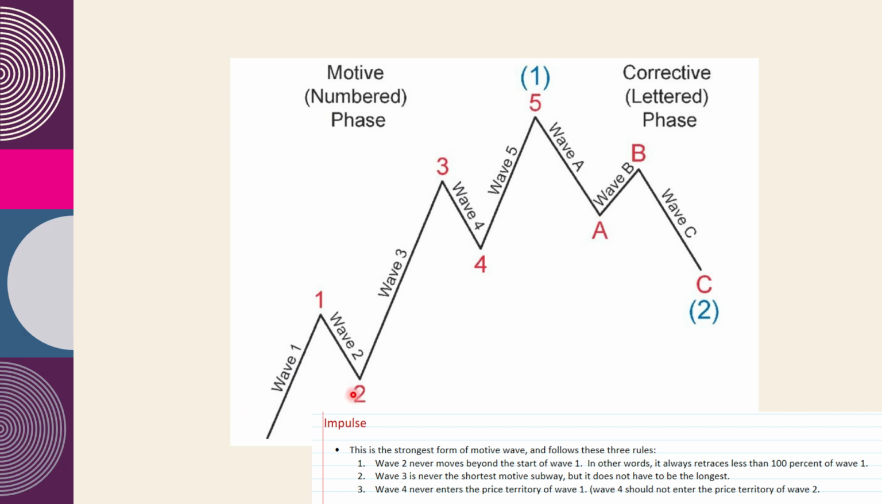Wave 2 never moves beyond the start of wave 1. In other words, it always retraces less than 100% of wave 1. Wave 3 is never the shortest motive subwave, but it does not have to be the longest. Wave 4 never enters the price territory of wave 1. Wave 4 should not enter the price territory of wave 2. We can also say it like that.